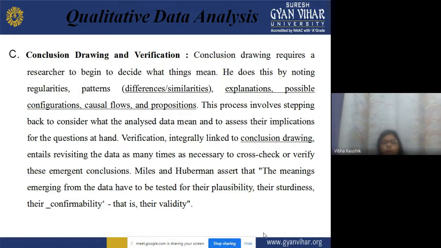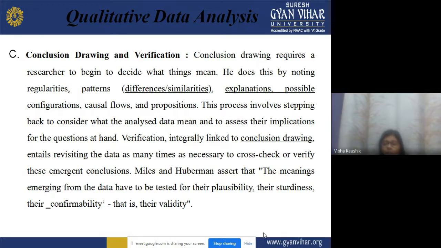He does this by noting regularity, patterns, differences, similarities, explanations, possible configurations, causal flows, and propositions. This process involves stepping back to consider what the analyzed data means. You have to explain that this is the meaning of the data that has been analyzed, and to assess their implications, and these are the implications of the data for the questions at hand.